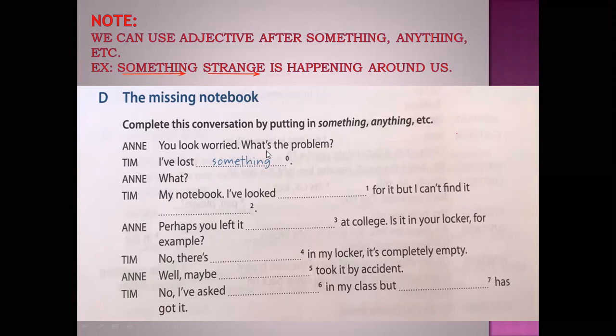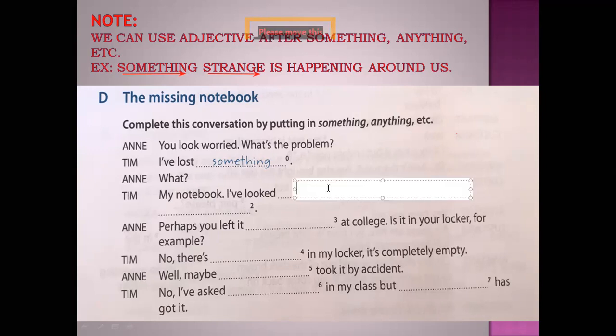Now let's start to work on the exercises. The missing notebook. Complete this conversation by putting in something, anything. For example, Annie, you looked worried. What's the problem? Tim, I've lost something. What? My notebook. I have looked for it, but I couldn't find it. So we need to fill this gap.